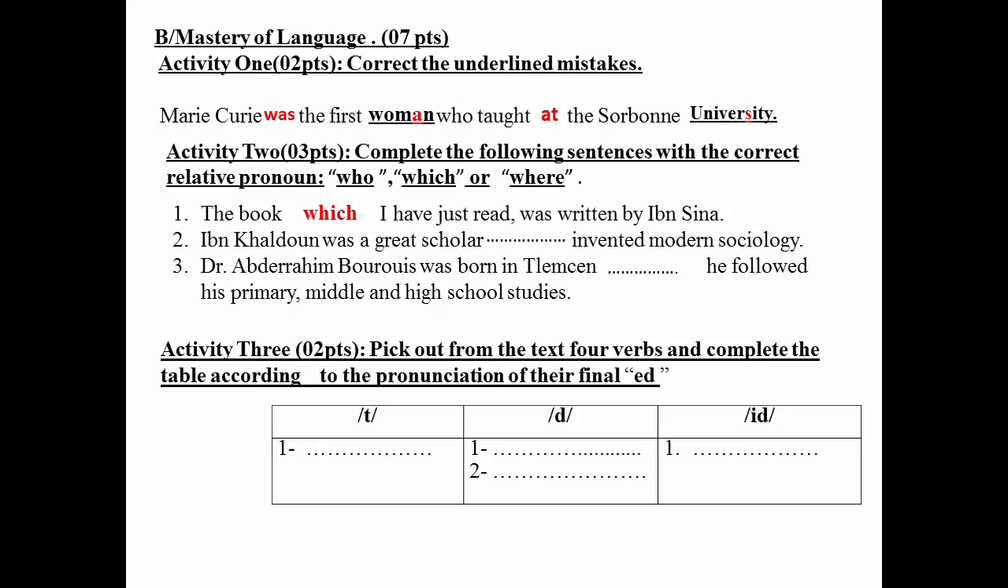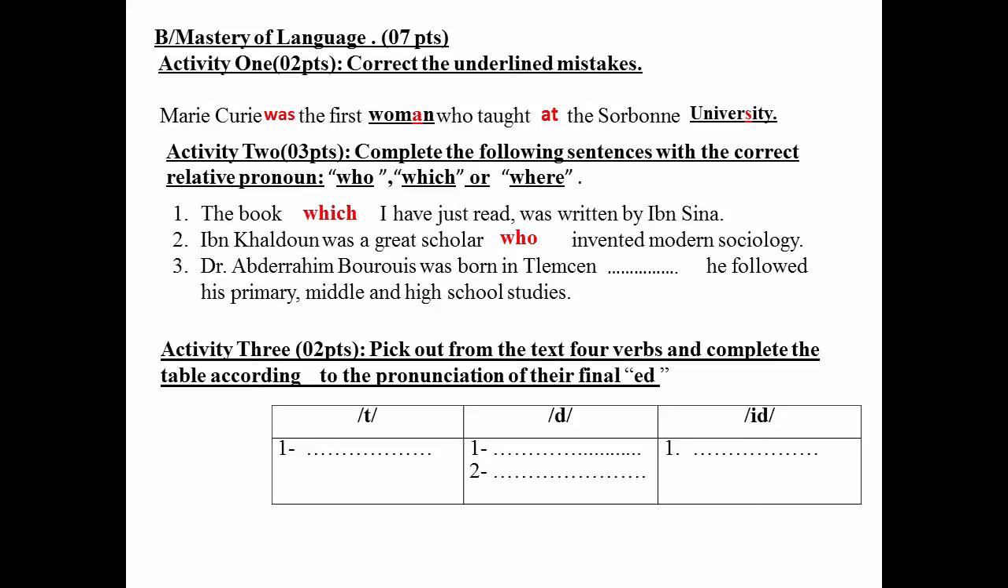Two. Ibn Khaldun was a Greek scholar, invented modern sociology. Okay? Ibn Khaldun is a subject. We mean by subject a person, and a Greek scholar. Of course, scholar is a subject too. So what is the correct relative pronoun? Yes, who. Very good. It's a correct answer. Who. So since a Greek scholar is a subject, the correct relative pronoun here is who. We mean by a subject a person.